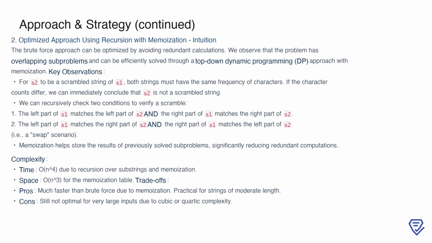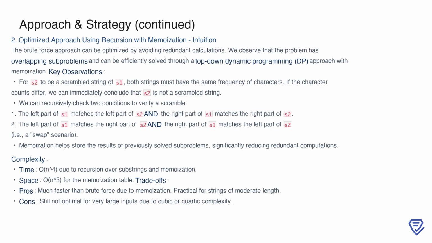Beyond this, the solution involves recursively checking two conditions. First, whether the left part of s1 matches the left part of s2 and the right part of s1 matches the right part of s2. Second, whether the left part of S1 matches the right part of S2 and the right part of S1 matches the left part of S2, which represents a swapped configuration.